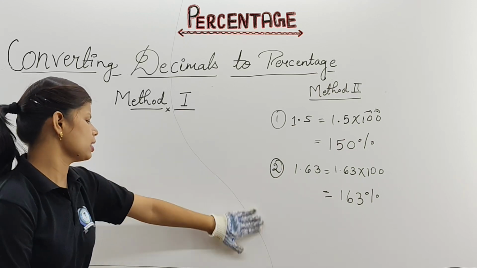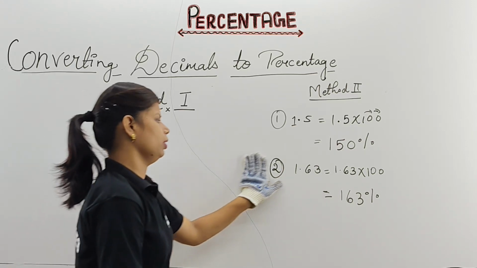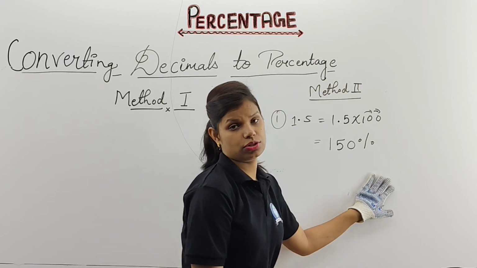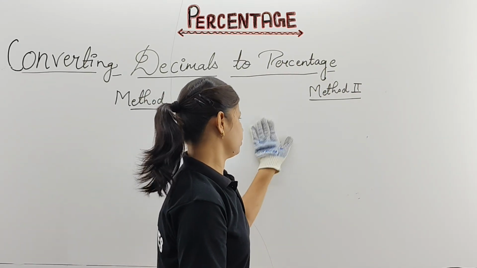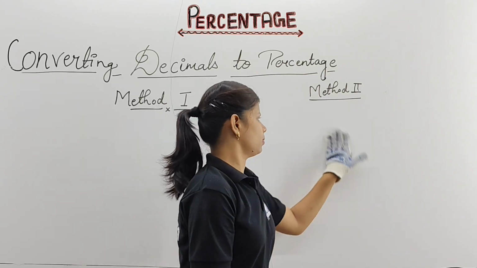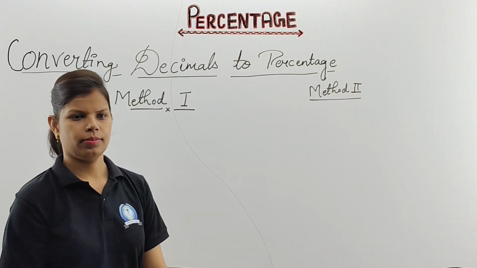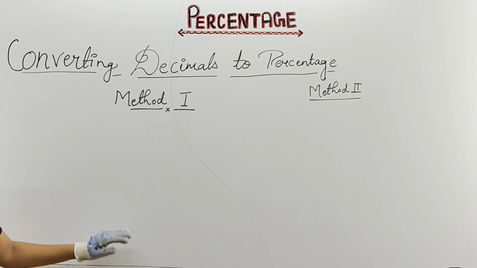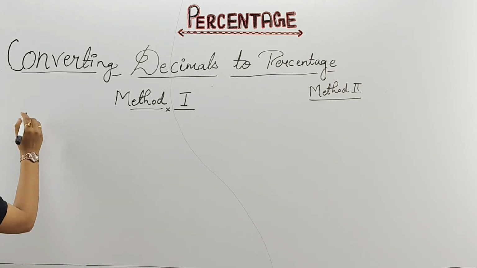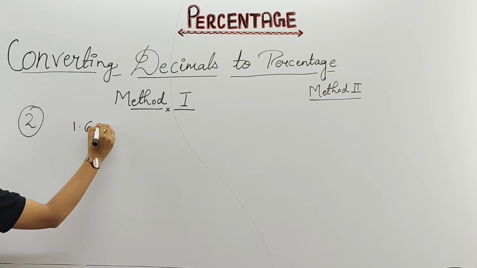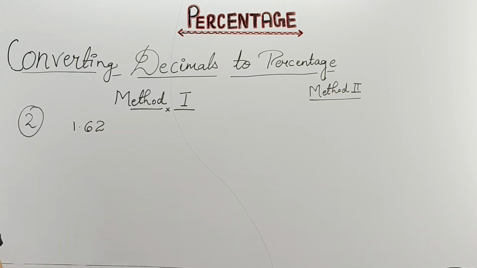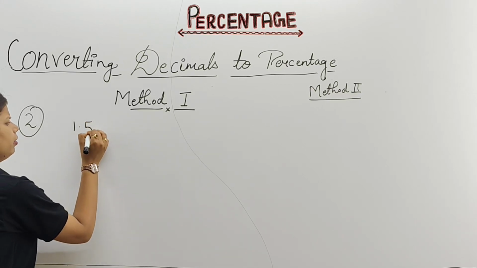Children, in examinations, as per your comfort, you can go with either method. There is no hard and fast rule that you have to go with one method only. Clear? Understood? Now, your next example is there. If your question is 1.62, or already 1.63 I have taken, I will write another number. Here I will take 1.56.